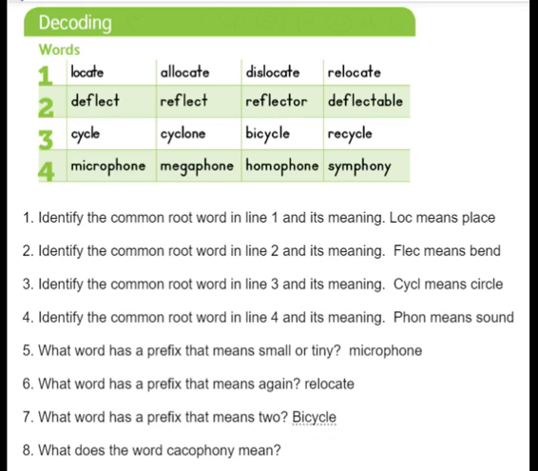The last one, number 8, is a little tricky. What does the word cacophony mean? We haven't talked about this word. It's not on my chart, but I do know that it contains the part phone in this word, so this has to do with sounds somehow. A cacophony is going to be a mixture of a lot of loud, really harsh sounds.